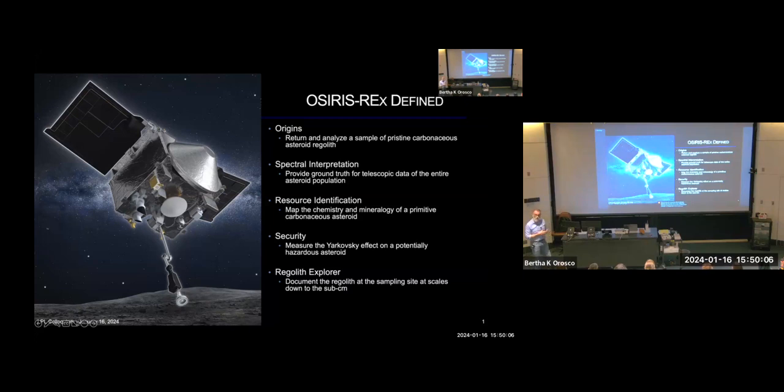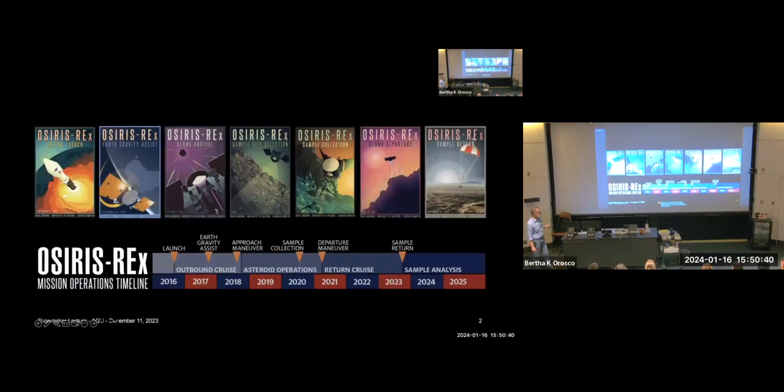We are interested in spectroscopy, and we'll talk a little bit about spectral results. The fact that we returned a sample from the surface of this asteroid allows us to ground truth the telescopic data as well as the spacecraft-based remote sensing data. We're interested in asteroids as potential resources. We worry about them as impact hazards. And we are the regolith explorer, regolith being the loose blanket of gravel and dust that covers these airless bodies, that we documented the location where we collected the sample from down to sub-centimeter pixel scales. And of course, we now have it in the laboratory.